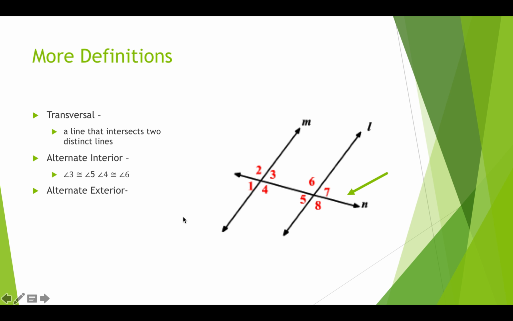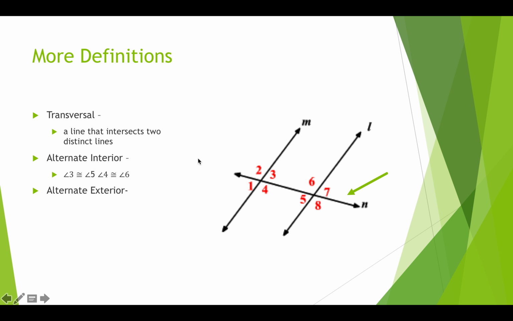When we have these transversals, we have what are called alternate interior angles, and they're congruent, just like our vertical angles. The interior means we're in between, on the inside of these two lines, and alternate means we're on opposite sides of the transversal. 3 and 5 are alternate interior angles, and 4 and 6 are alternate interior angles. They measure the same degree. Our symbol here means congruent, the same measure.